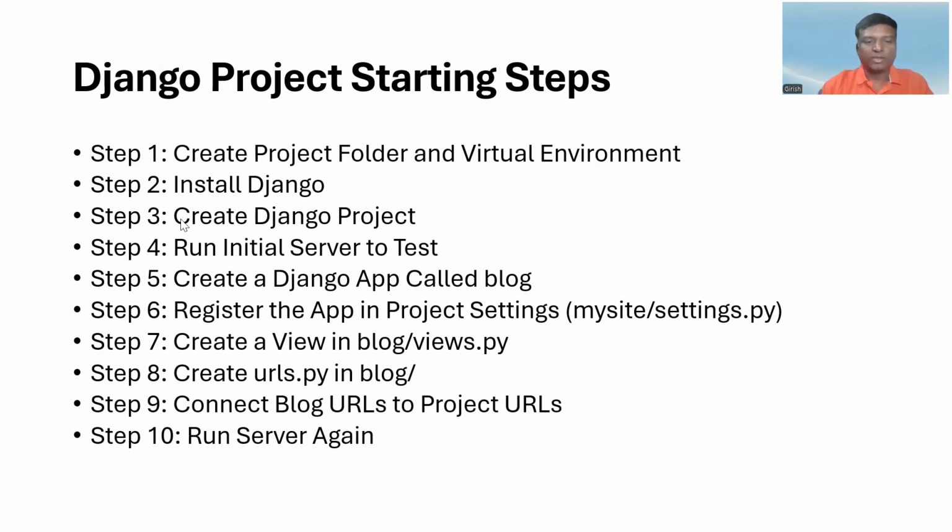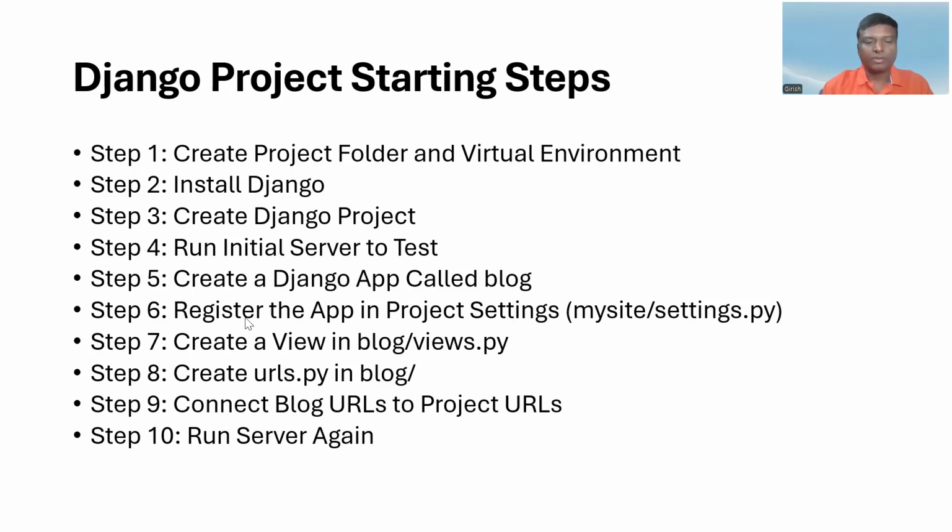And step 3, then you have to create the Django project. And then once the project is created, you have to run the initial server to test. That URL we can run in the browser. And after that, we can create our web applications. So now here we can create a blog web application. That is under step 5. We call it a Django app.